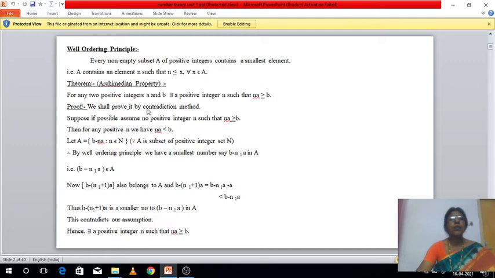We are going to prove it by the contradiction method. I think all of you know what contradiction is. Contradiction means you assume a statement which is quite opposite of the given one. Here we are given there is n such that na is greater than or equal to b. By using contradiction, we assume there exists no positive integer n such that na is greater than or equal to b. That means for every positive integer n, na is less than b.